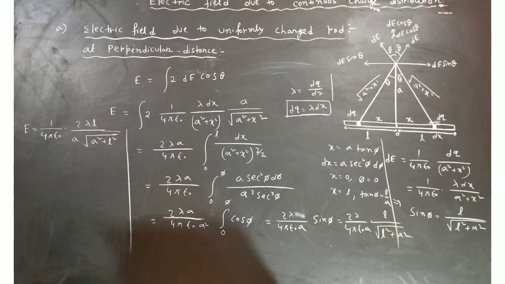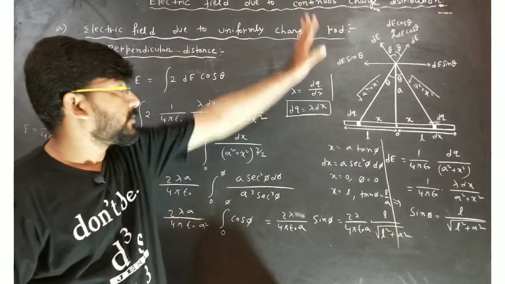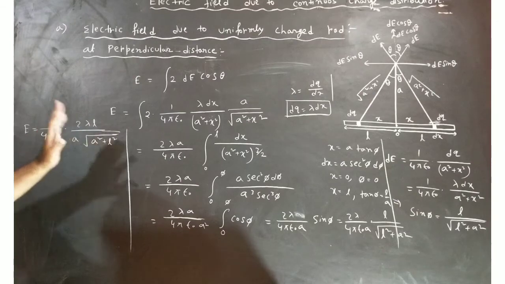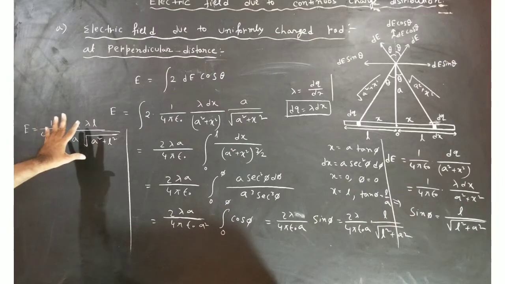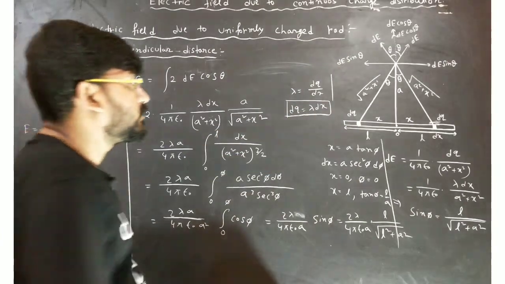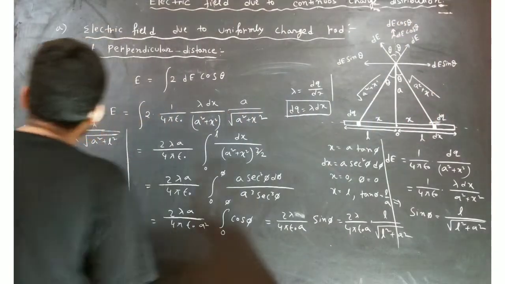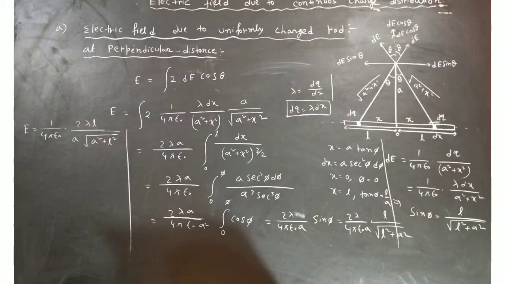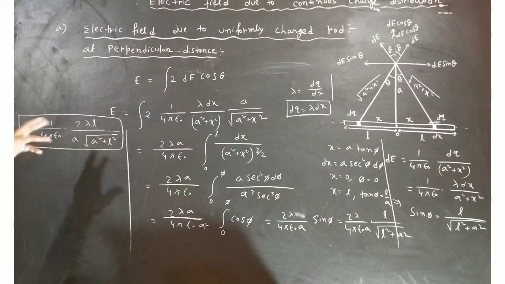Now this is the final expression for the electric field at a perpendicular distance A, where lambda is the charge per unit length. Sometimes it can be written as Q by L, there is no problem. But if we convert this result for an infinite rod, then L tends to infinity. So if you substitute L tends to infinity here, then you will get the result for an infinite rod. Now if you want to substitute L tends to infinity, then you can modify this expression.